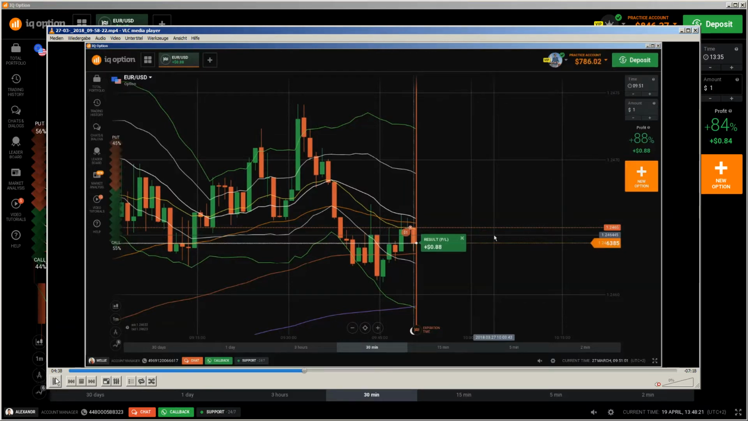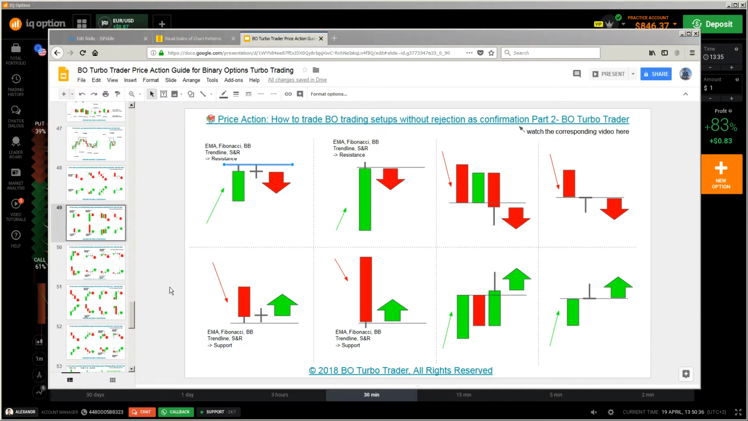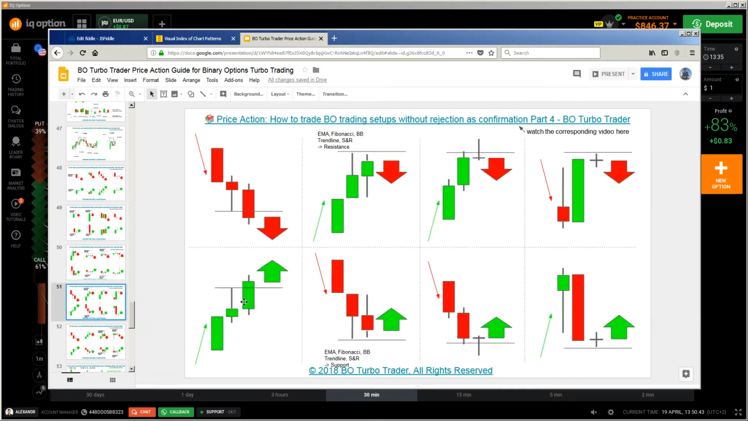So let me see if I can show you another trade based on those trading setups. Okay, now this is this scenario here. Let me see if I can find this. Yes, it is this one here. So let me show you this. This scenario here is looking a little bit different, but this is the scenario which I'm talking about.